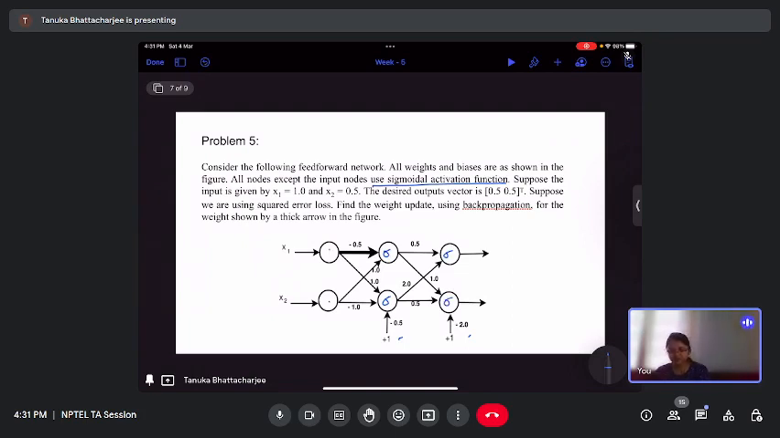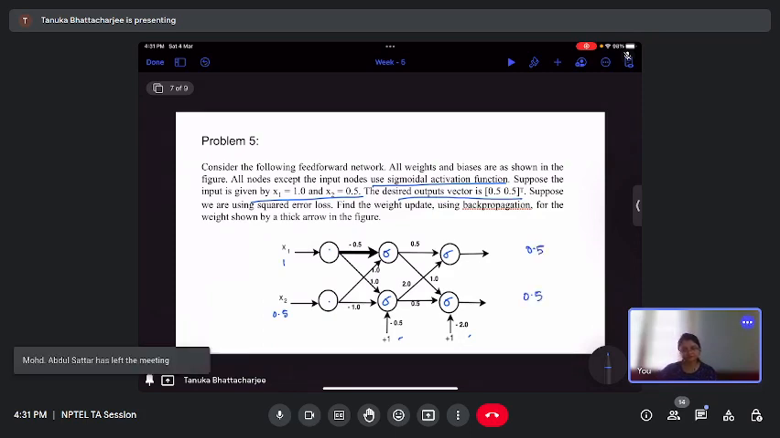Suppose the input is given by x1 is 1 and x2 is 0.5, and the desired output vector is 0.5, 0.5. So you want 0.5, 0.5 here. Suppose we are using squared error loss. Then we have to find the weight update using backpropagation for the weights shown by a thick arrow in the figure. So we have to find this weight update.